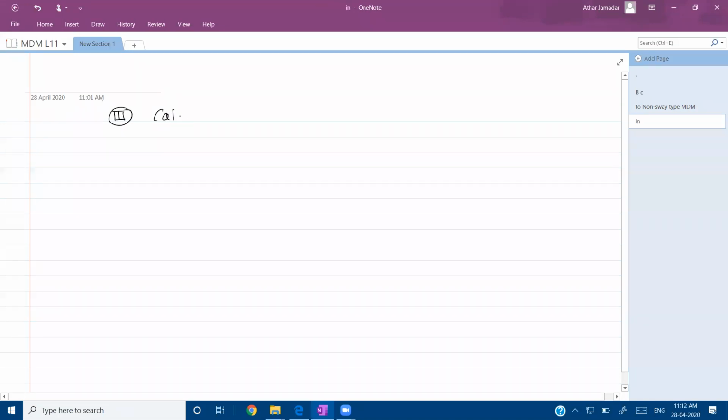calculation of sway force. So what does this mean? Here I will once again draw that portal frame. This is support A, this is support B, this is support C.